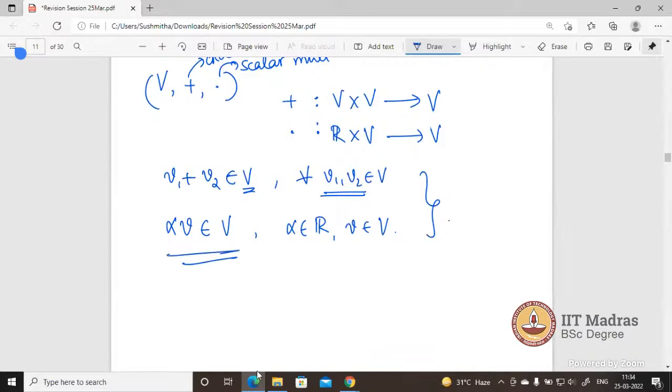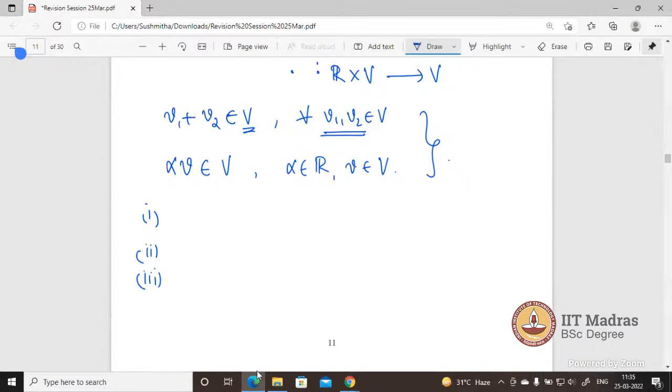So this is closed under scalar multiplication. When you do scalar multiplication, you are still in the vector space. Okay? Yes. And along with this, what are the conditions that addition should satisfy? First is the commutative property, that is V1 plus V2 should be equal to V2 plus V1. And then associativity. It doesn't matter how you add three vectors. The order in which you add doesn't matter.